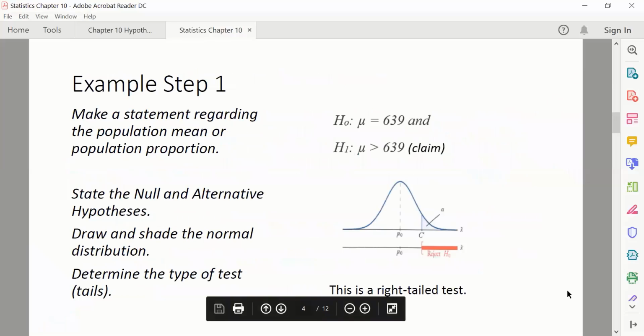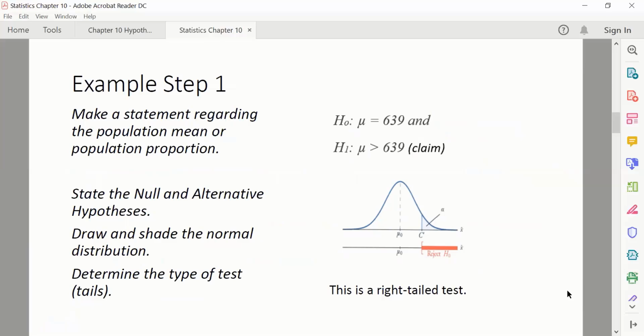Our step 1 is to make a statement regarding the population mean or proportion. So we state our null and alternative hypothesis. Our null is that the mean is 639, and our alternative that we think is true is that the mean is greater than 639. We draw and shade the normal distribution. We practiced that last time and saw that it was a right-tailed test.